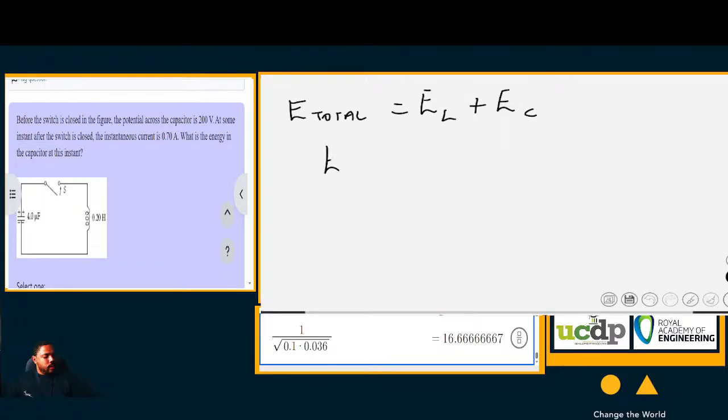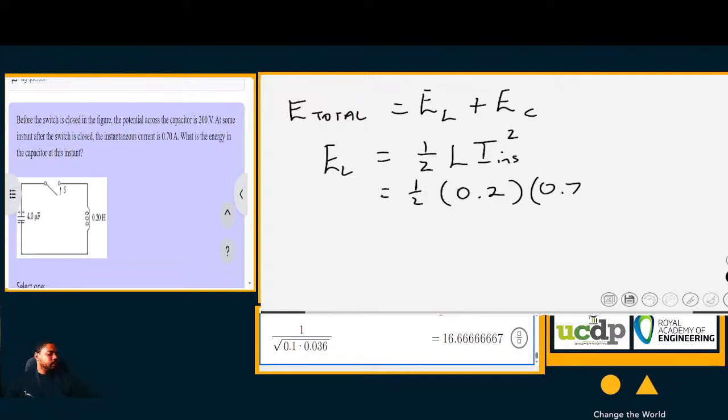So EL, the energy of an inductor, is equal to a half, again, times the inductance, times the instantaneous current squared. So it will be a half times the inductance, which in this case is 0.2 henry, multiplied by the instantaneous current. They tell us it is 0.7 amperes. Then you square that, never forget to square.